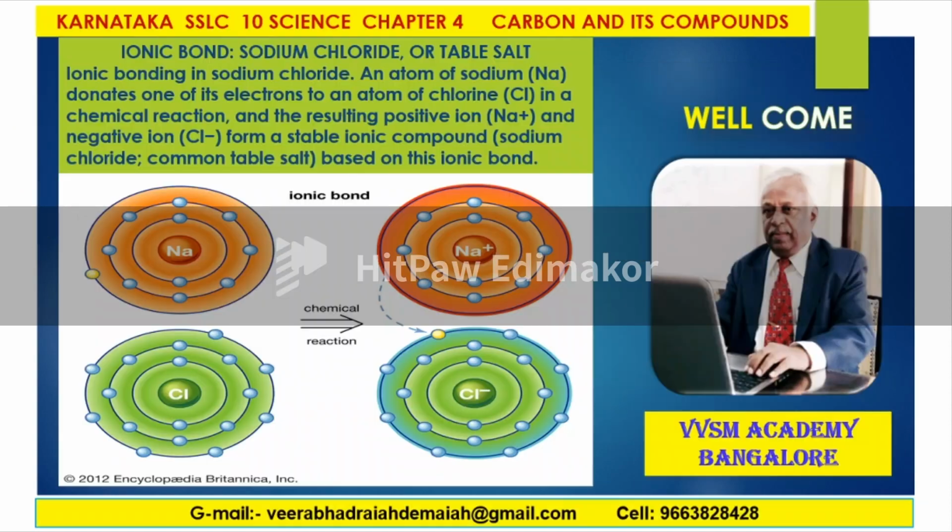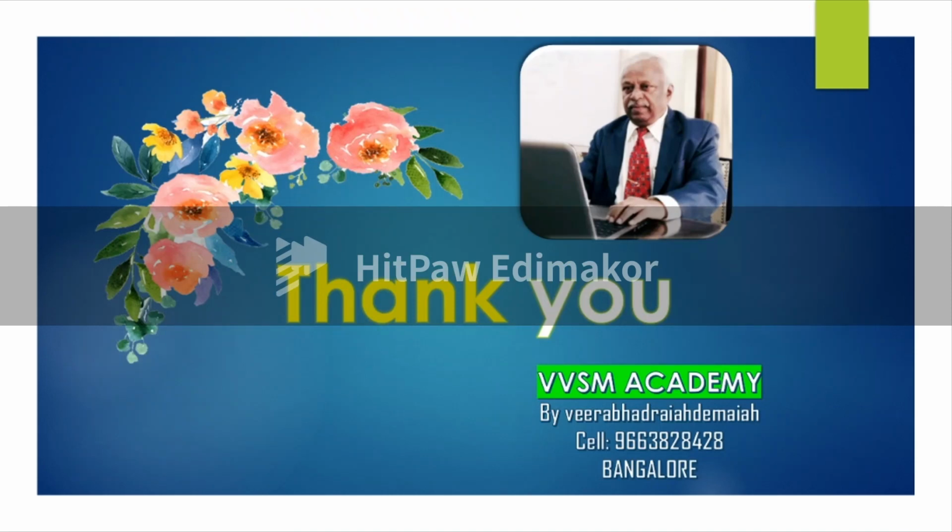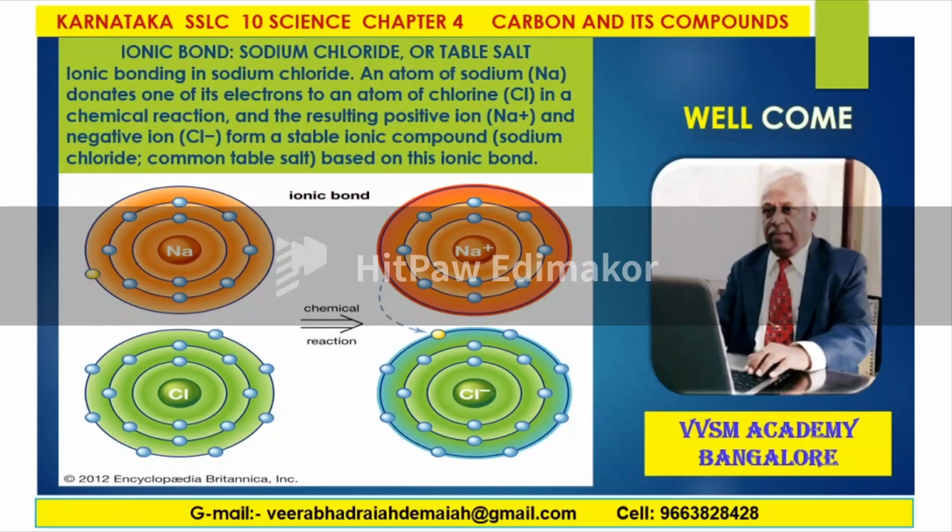So my dear friends, this is ionic bond: sodium chloride, table salt, etc. These are the very important things we have discussed about the chemical bond. Ionic bond, sodium chloride, for example table salt, you know that. Ionic bonding in sodium chloride: an atom of sodium donates one of its electrons to an atom of chlorine in a chemical reaction, and the resulting positive sodium ion, and hence this formation, is nothing but an ionic bond.